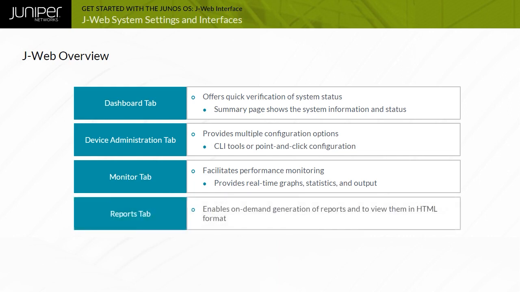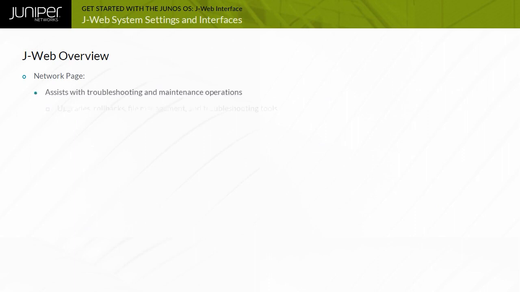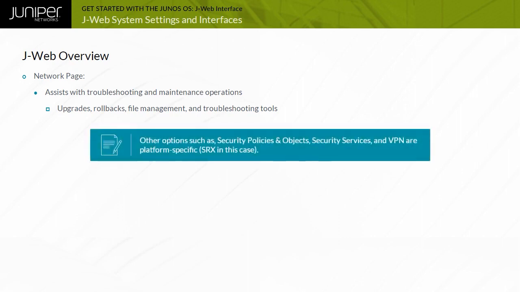The Reports tab enables you to generate reports on demand and view them in HTML format. The JWeb interface provides access to the features provided by the monitor commands in the CLI. The Network page enables you to configure the interfaces and routing protocols, firewall filters, and class of service or COS settings. Other options, such as security policies and objects, security services, and VPN, are platform-specific, SRX in this case.